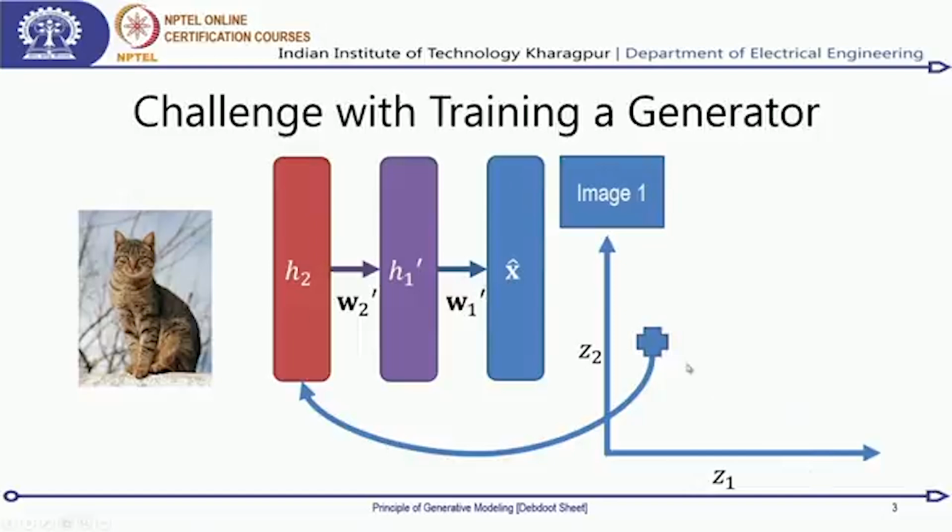But the other question is, will any point I take in this Z1 Z2 space always give me an image of a cat? That might not be so. Maybe some points located in close proximity of this exact point might give me an image of a cat, but any point located far off may not necessarily give me an image of a cat.